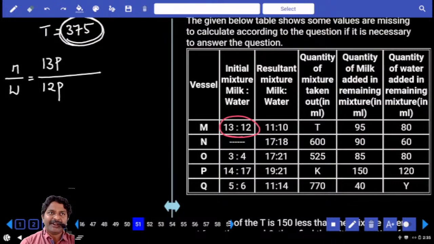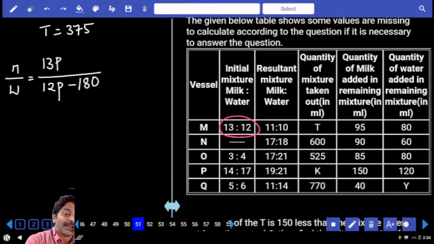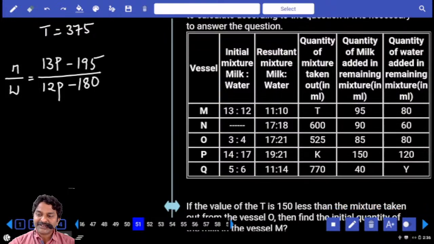In 100, how many 25s will be there? 4. In 300, 12. Apart from 300, we have 75 more. In 75, 3 more 25s. 12 plus 3, 15. So each part is equal to 15. 12 15s is 180. 13 parts means 1 part more, which is 195. Got it? 375 is the mixture which is taken out.